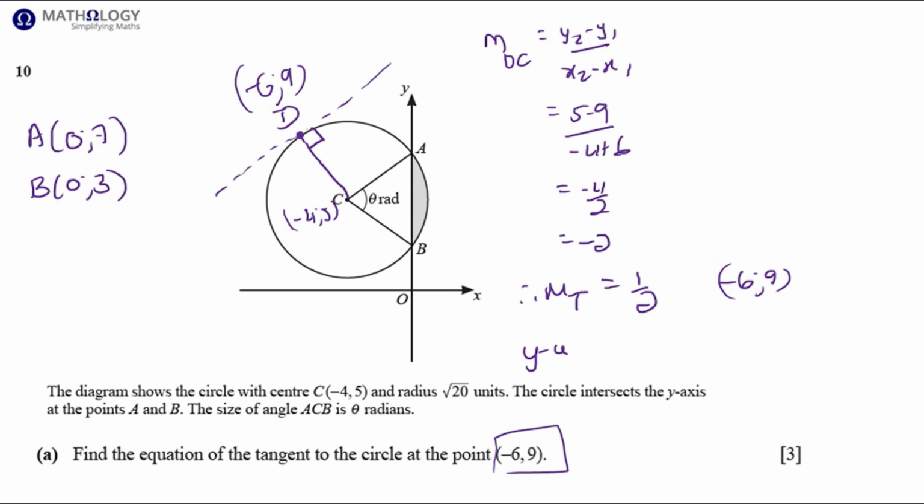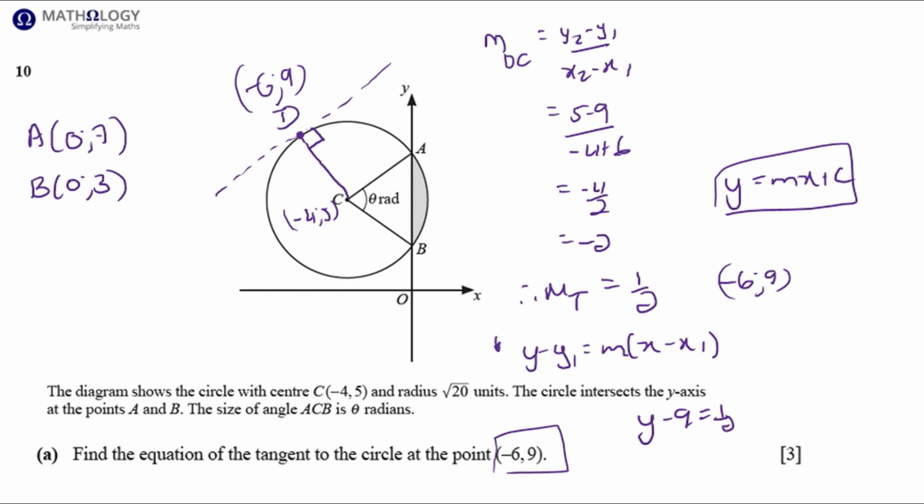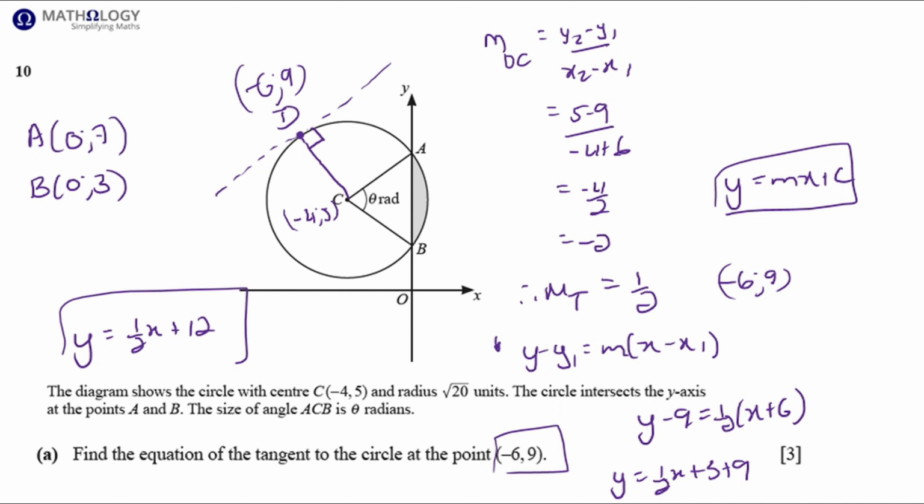at D: y minus y1 equals m times (x minus x1). Well, you can also use y equals mx plus c. You'll get the same answer. It's just a lot quicker to use y minus y1 equals m times (x minus x1) to get the equation of the tangent. So y minus 9 equals a half times (x plus 6). y equals a half x plus 3 plus 9. So y equals a half x plus 12. And this is the equation of the tangent at the point D (minus 6, 9).